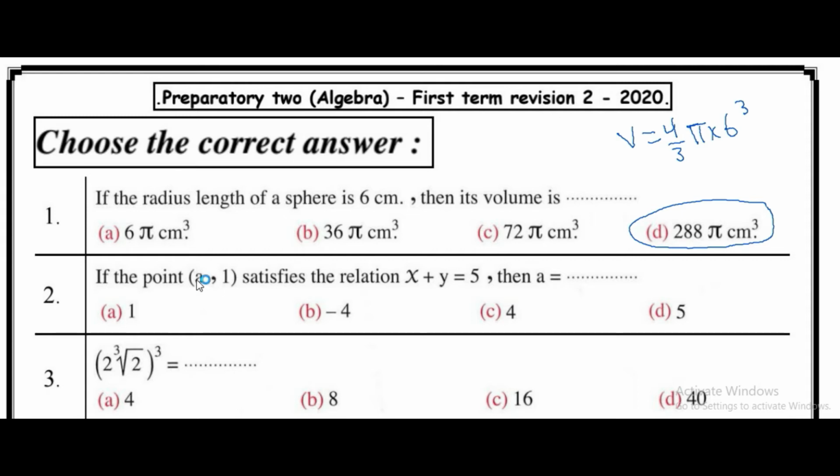If the point A,1 satisfies the relation x plus y equals 5 then A equals? ال A هي ال X وال Y 1، يبقى A plus 1 equals 5. So A is 4. 4 plus 1 equals 5. Next: 2 cubic root 2 all to the power 3. 2 to the power 3 is 8 times cubic root 2 all to the power 3. 3 بيكنسل cubic root, equals 2. 8 times 2 equals 16.